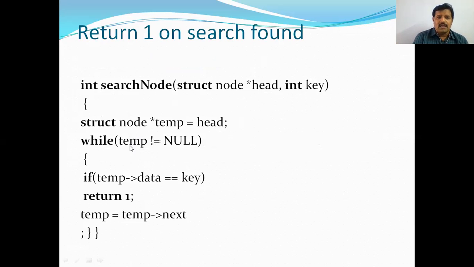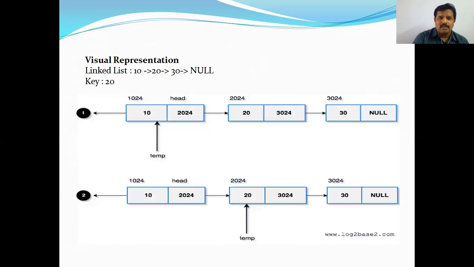And this is the code. While temp not equal to null, right? If temp data equal to key, that means this data value is equal to the searching value. Key means the searching value. If both are equal, then it returns 1. 1 means the element is found.